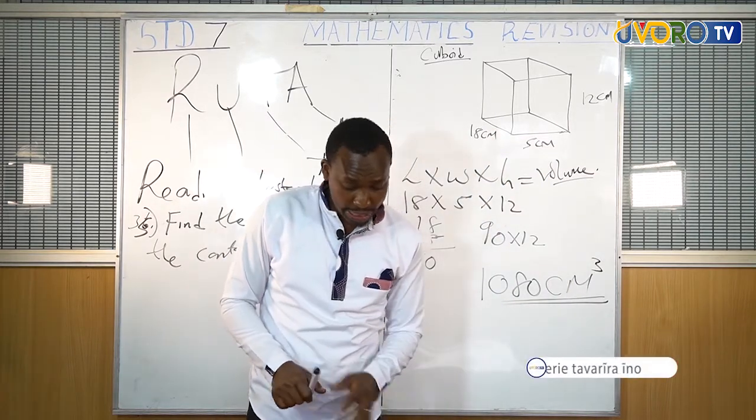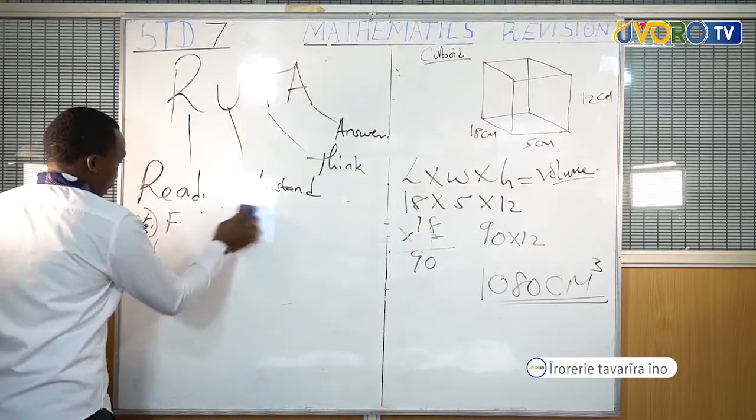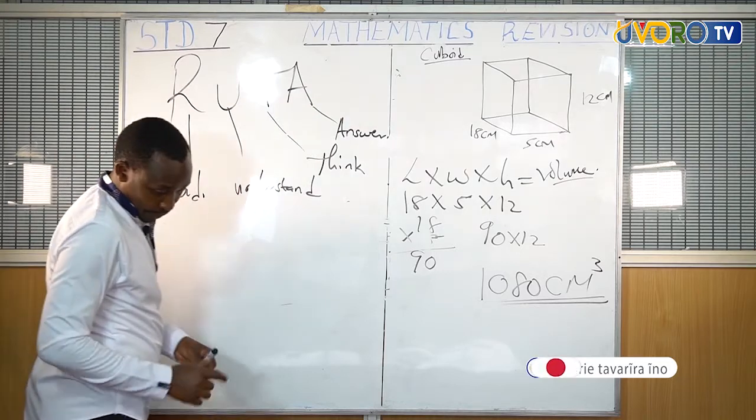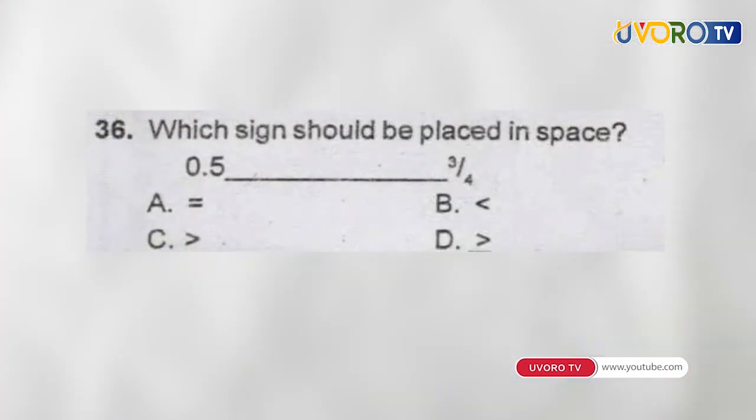We go to question number 36, class 7. Number 36. The question states, which sign should be placed. Where now? Let's see.